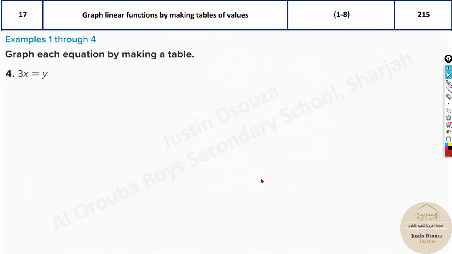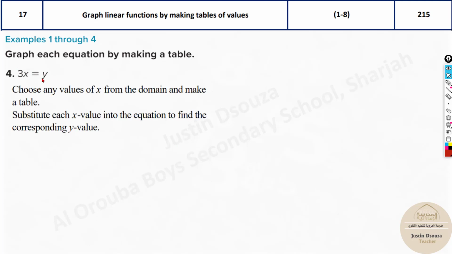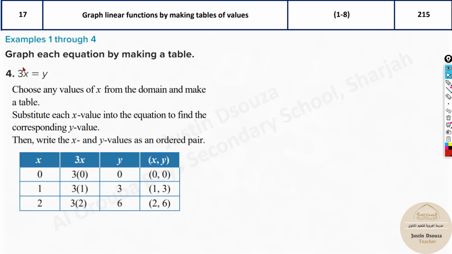I hope this is clear. They're very simple. Now here it is 3x equals y or y equals 3x. Write it first as y and 3x. And then you can easily do it. Assume x values 0, 1, 2, or even you can take negative, doesn't matter, or even 2 values are enough. The minimum 2 values are required, more than that is up to you. So you substitute this over here.